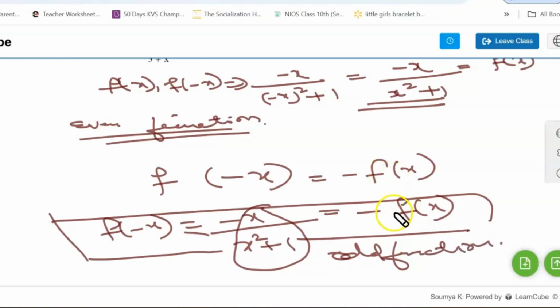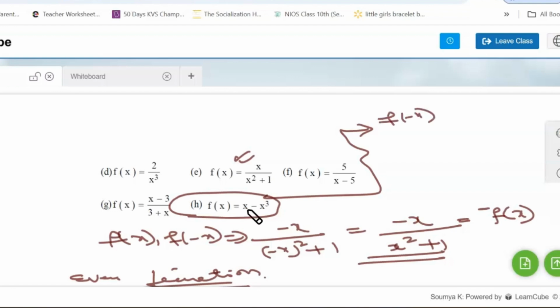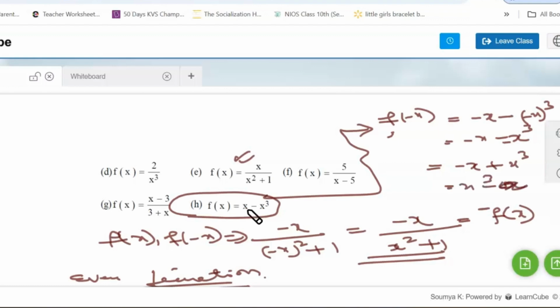Okay, now let's see the H question. This is your H question. So if you do for this case, what will happen? Let's check f of minus x. It would be minus x minus of minus x cube, and minus of x cube will be minus of x cube. So again, this minus minus will become plus, minus x plus x cube, or you can write x cube minus x. This is the solution.